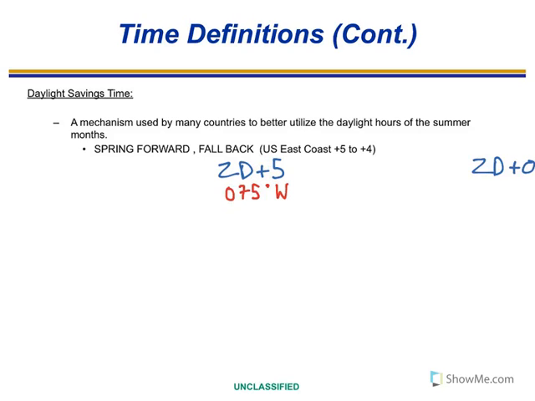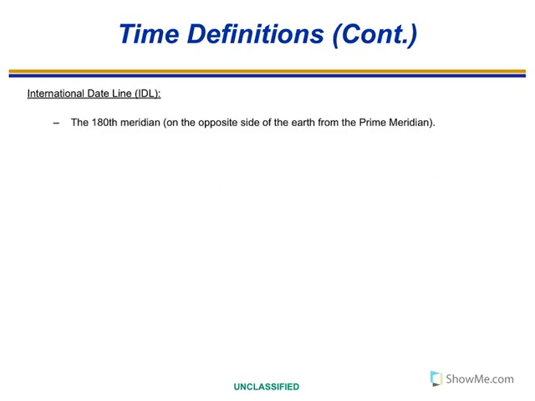And if this over here is ZD plus Zulu, which is Greenwich, then in the spring, we have all the zone descriptors in between there. What we actually do is we go from ZD plus 5, and when we spring forward, we actually start using ZD plus 4. And then in the fall, what happens is we go from ZD plus 4, we fall back to the time zone of ZD plus 5. It's the same concept as advancing and retarding our clocks, but this will make more sense once we start talking about time zones.